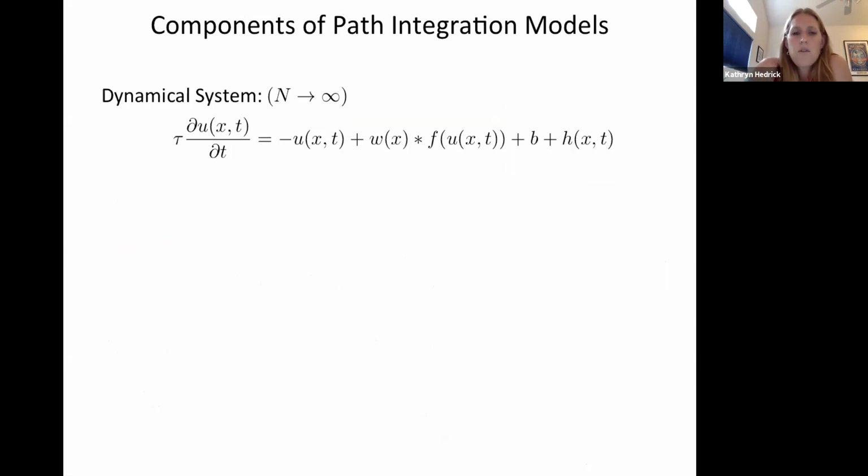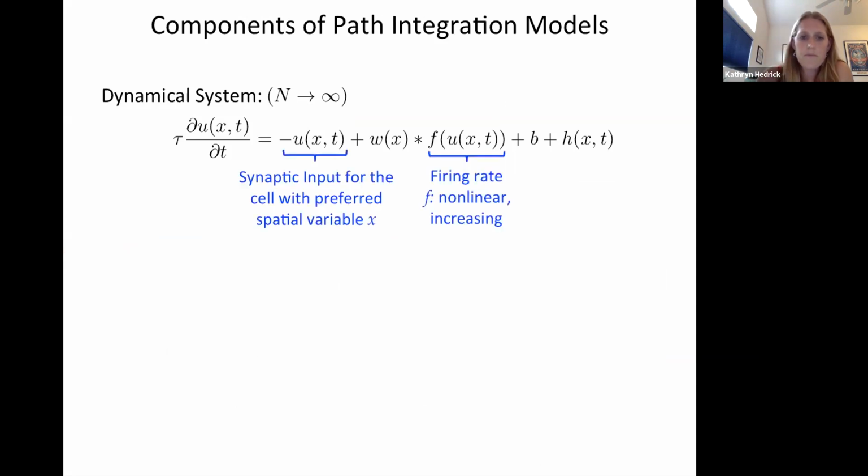When we go to models of path integration, this is a typical general form that you would see. Here I'm looking at a PDE, so I've taken the limit as the number of cells goes to infinity. U, the state variable, represents the synaptic input for this cell with preferred spatial variable X. That spatial variable could be the heading direction, it could be absolute location or place, it could be phase if this is a model of, say, grid cells. So there are many different things it could represent that would be biologically relevant.